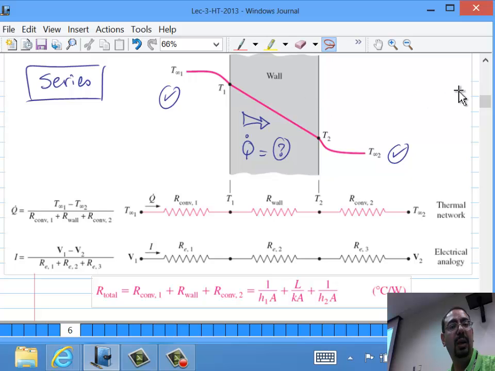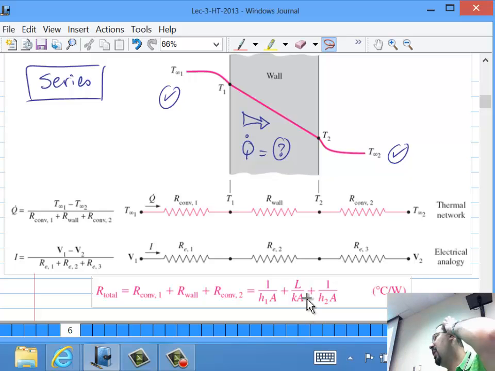What is this guy? 1 over HA. What is this guy? 1 over HA, its own H. And what is this resistance? L over KA. You don't really have to memorize, since the exam is open textbook. But it speeds you up if you actually know that it's L over KA and 1 over HA.